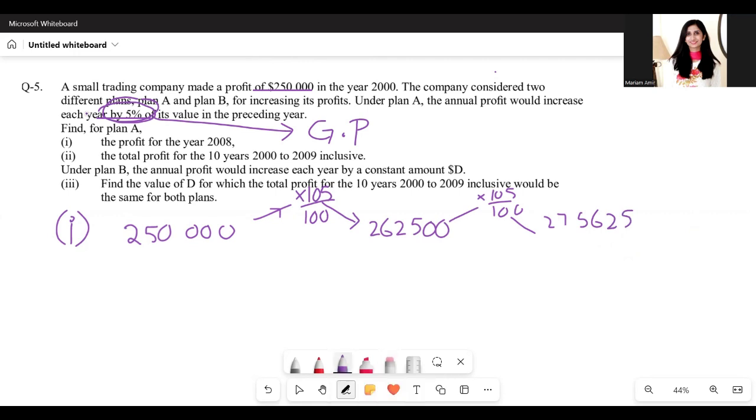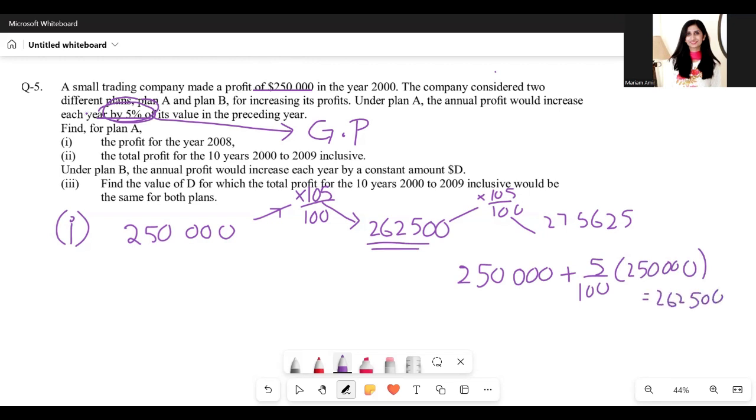Or you could also use the percentage increase formula that you might have done in O-level. Some students tend to use this approach: 250,000, and if you want to increase it by 5%, you do plus 5% of 250,000. This will also give the same answer, 262,500. And if you need to increase 262,500 by 5%, then you can add 5% of this to get the next value. This is slightly longer, but good enough.